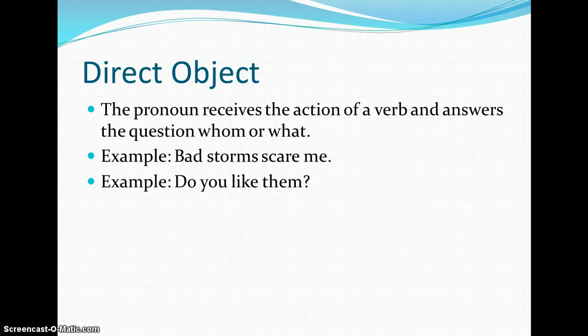Example, do you like them? A question. We sometimes struggle with questions, so let's take a look at it. Do you like them? What's our subject? Our subject is not do. Our subject is you. Change it into a statement: you do like them. So you do like would be our verb. You like who or what? Them, which answers the question what. Them is a pronoun.